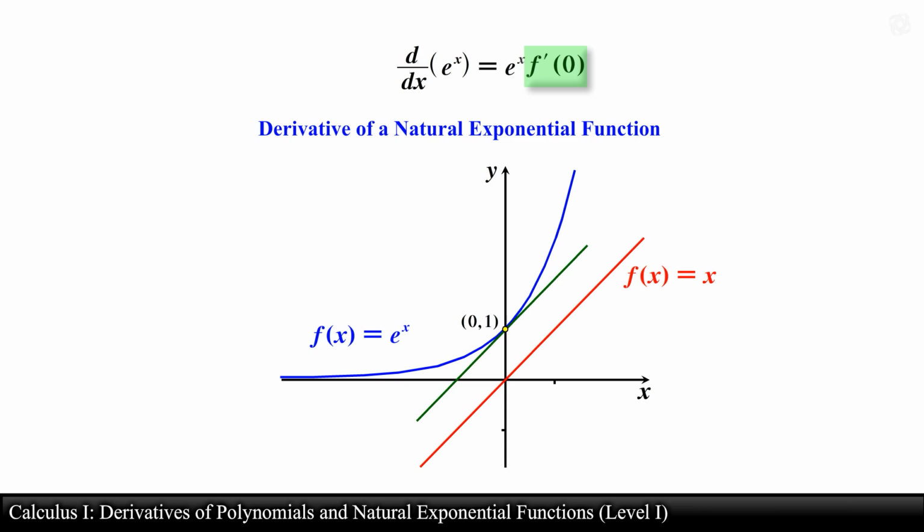So graphing this line on the graph, we see that the tangent line and the line f of x equals x are actually parallel. This means that both lines have the same slope. The slope of the line f of x equals x is 1, so the slope of this tangent line is also 1. This means that the derivative, or f prime of 0, is equal to 1. Substituting this result into the expression we derived earlier, we conclude that the derivative of a natural exponential function is equal to itself. This is by far one of the easiest derivatives that you can find in calculus.